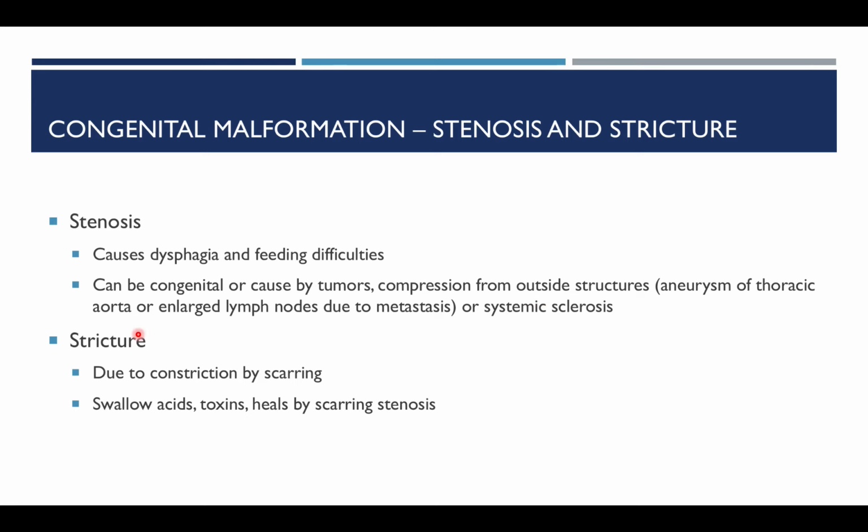Stricture is basically a subtype of stenosis which occurs due to scarring. So it is constriction by scarring, and the causes of it are ingestion of corrosive substances like acids and toxins, and the healing is what causes the scarring stenosis, which is what we call stricture.